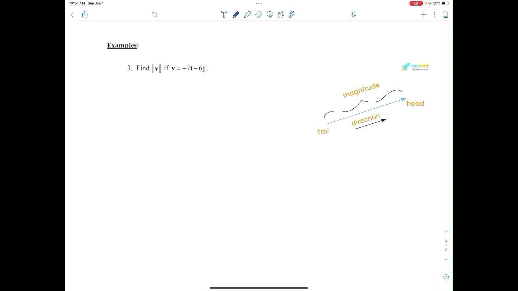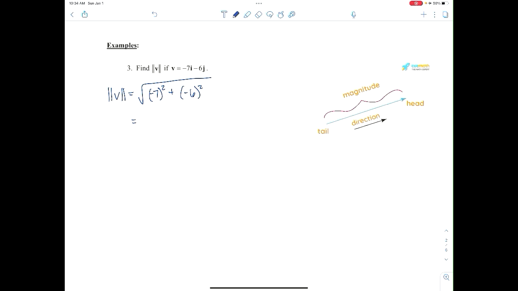Find the magnitude of v if v equals negative 7i minus 7j. Our magnitude formula tells us to take negative 7 squared plus negative 6 squared and find the square root of it, because we're finding that distance. We're finding the distance from the beginning to the end of our vector, so it would make sense to be using our distance formula that we learned way back in geometry.